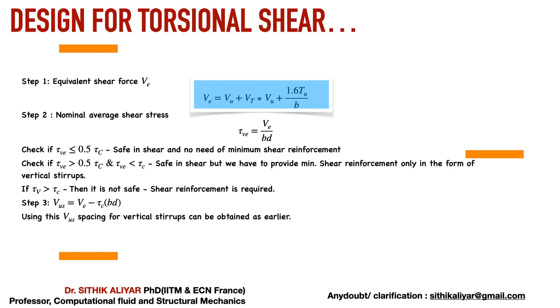So tau Ve equals Ve by bd, same procedure. If the shear stress generated is lesser than 0.5 tau C, or greater than 0.5 tau C, everything is the same, nothing else changed. Only instead of Vu, where we use it in the shear formula, we will use Ve. So Ve is nothing but Vu plus Vt. Vt is nothing but 1.6 Tu by B. Nothing else changed, only that extra first term. Remaining everything is the same procedure you used to design the shear.